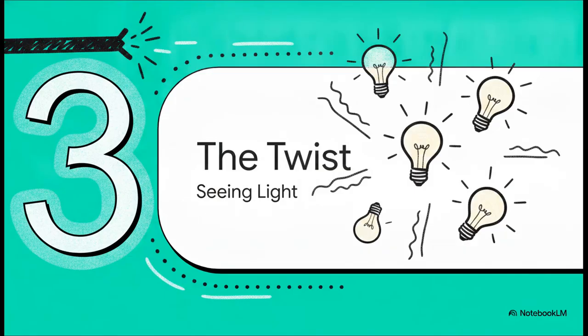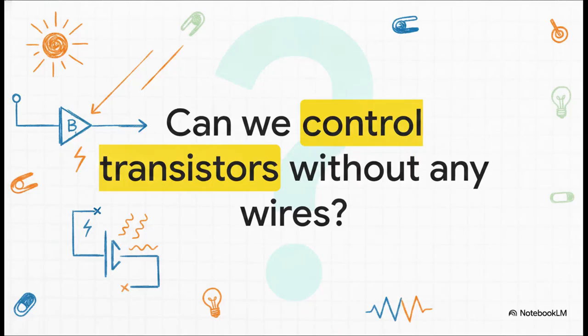All right, are you ready for the twist? Seeing light, the phototransistor. So here is the plot twist. What happens if we completely change how we control that base current? Up to this point, we've relied on physically pumping electricity through a copper wire. But what if we could control a transistor without any wires connected to the base at all?